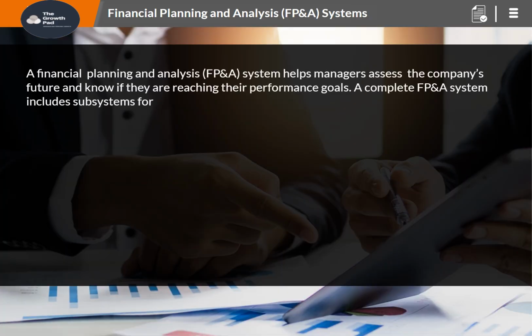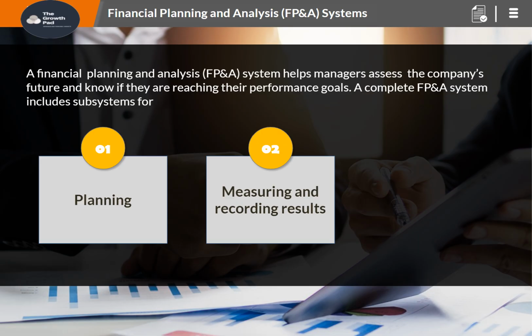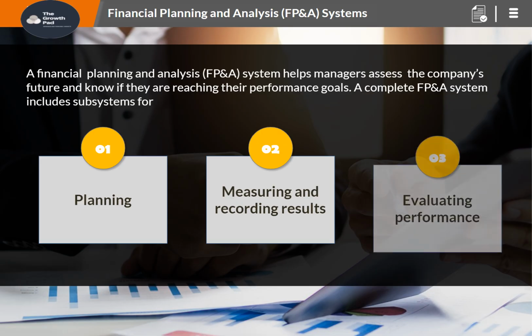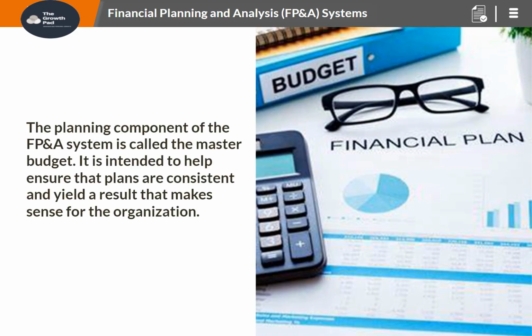A financial planning and analysis (FP&A) system helps managers assess the company's future and know if they are reaching their performance goals. A complete FP&A system includes subsystems for 1. Planning, 2. Measuring and recording results, and 3. Evaluating performance. The planning component of the FP&A system is called the master budget. It is intended to help ensure that plans are consistent and yield a result that makes sense for the organization.